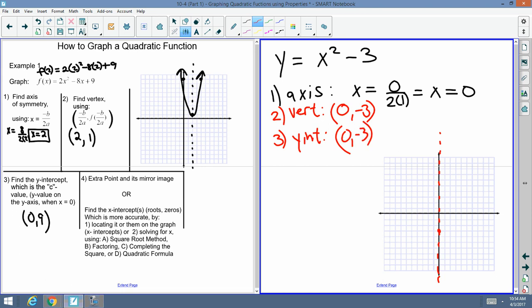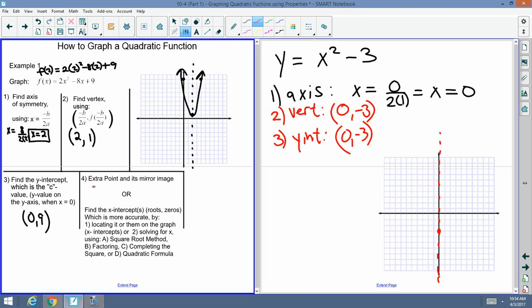Now look at what happens here, guys. Do I have a mirror image? Do I have a point that I can do a mirror image for? So now, you either need an extra point or you need to solve. If I told you to solve by graphing, you'd have to solve, but we're not there yet.